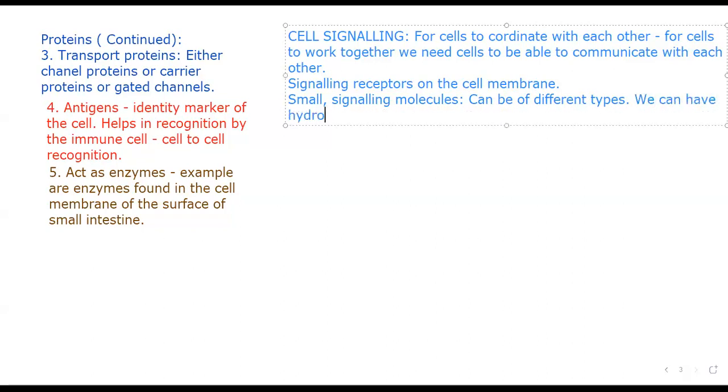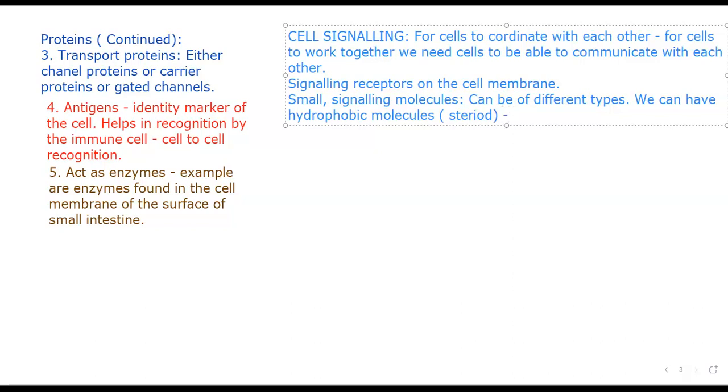And if I were to give you an example of hydrophobic molecules, hydrophobic molecules would be steroids. Your estrogen, your progesterone, your testosterone, your adrenal hormones. These are all steroid-based hormones. They're made up of lipids. So we can have hydrophobic molecules.